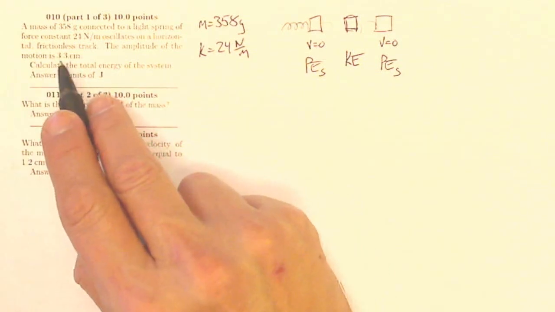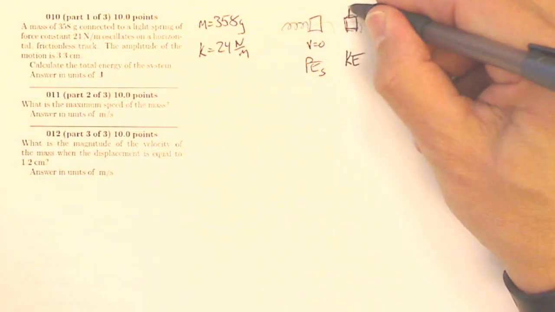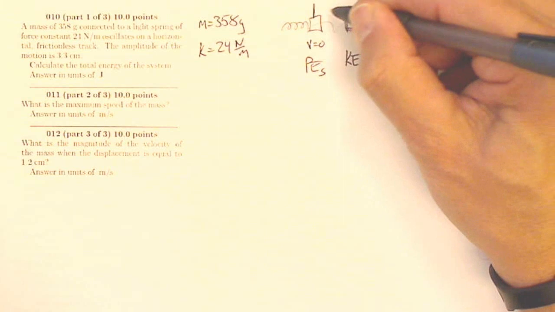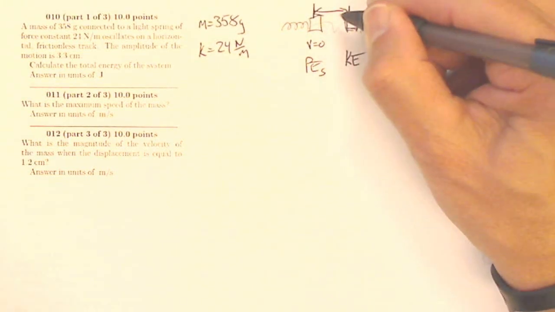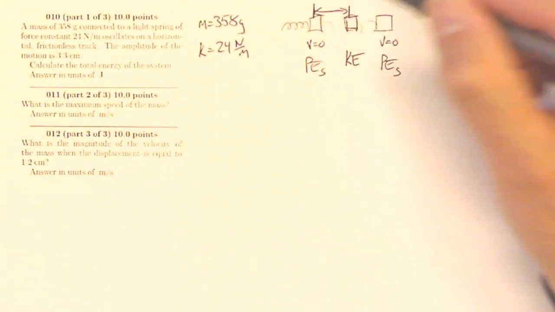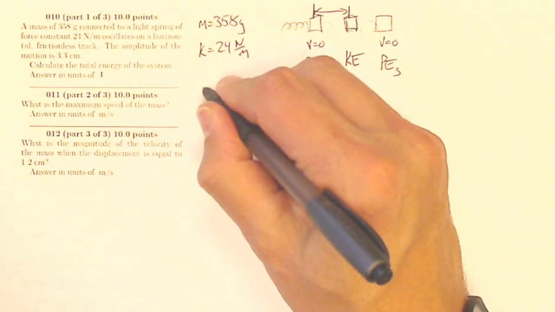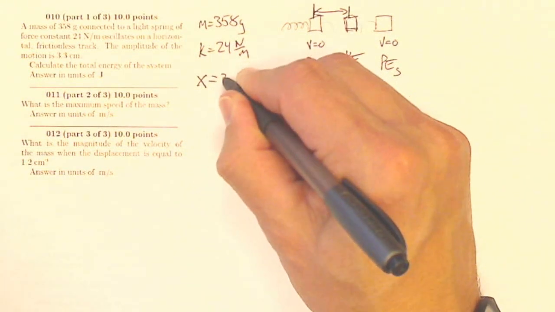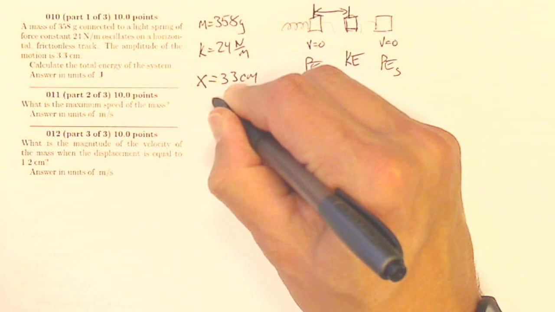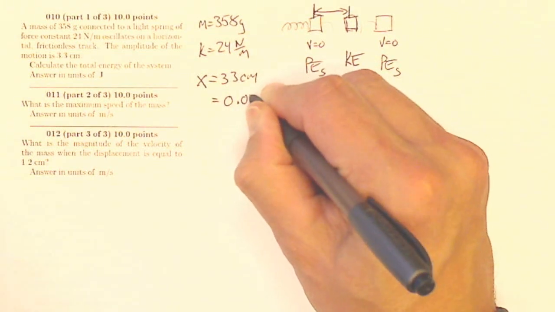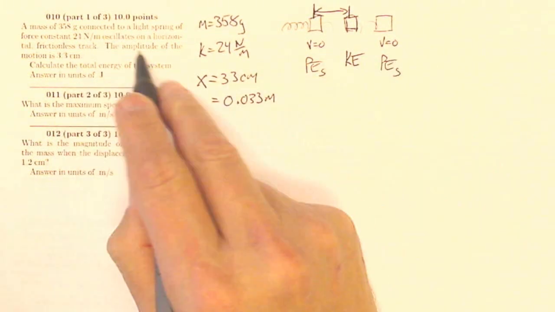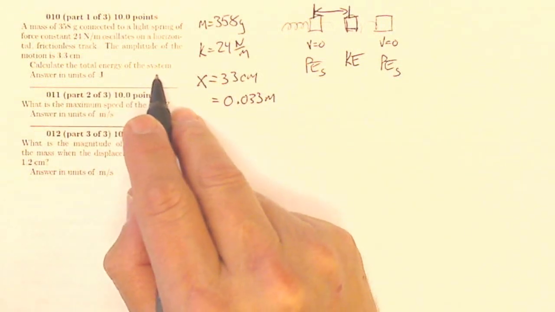So the amplitude of the motion is 3.3 centimeters. That's telling you this distance is 3.3 centimeters, and you know that that is going to be the x. That's going to be how far the spring is compressed. So the amplitude x is going to be 3.3 centimeters, which is the same as 0.033 meters. Calculate the total energy of the system.